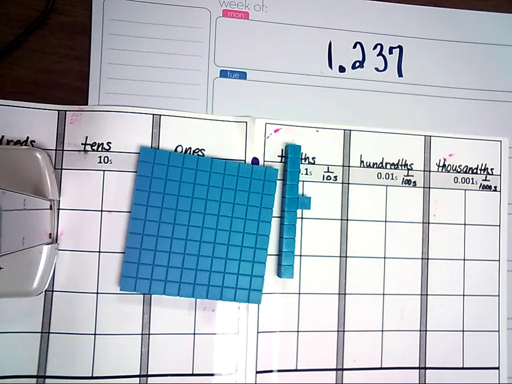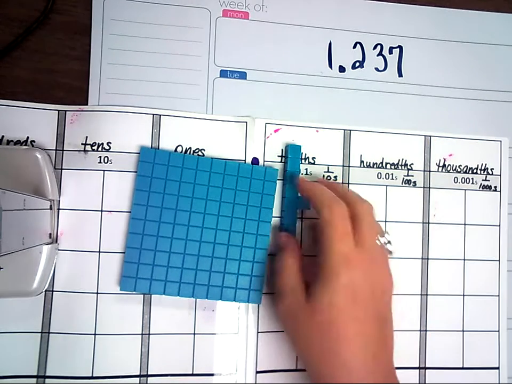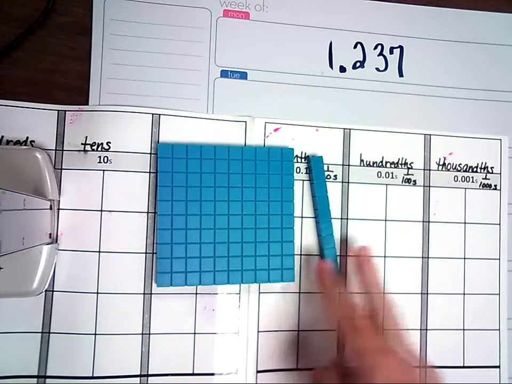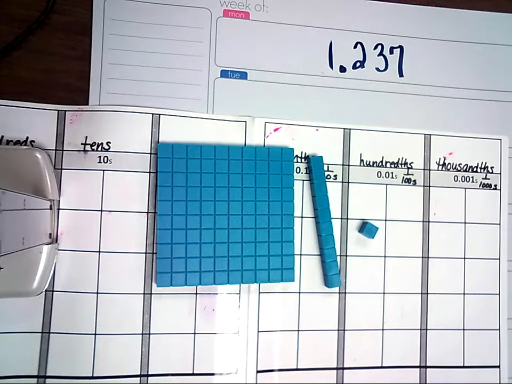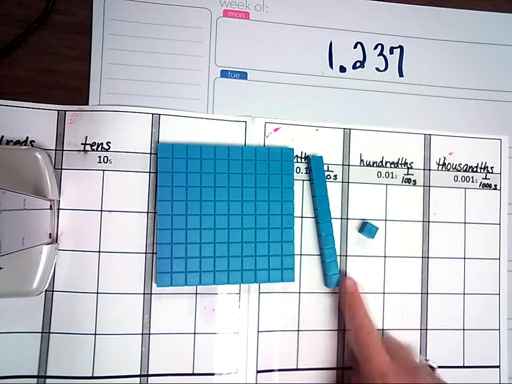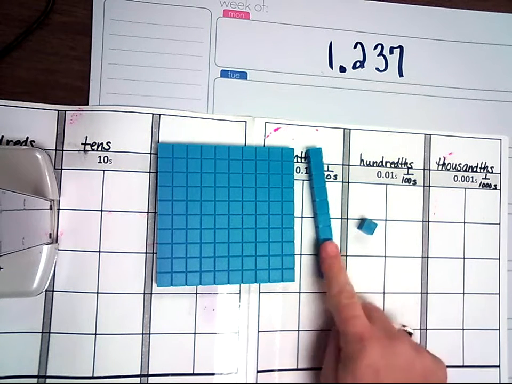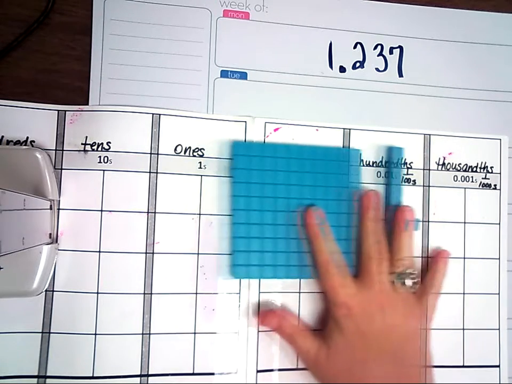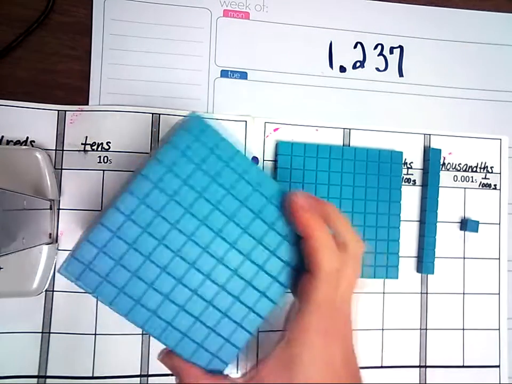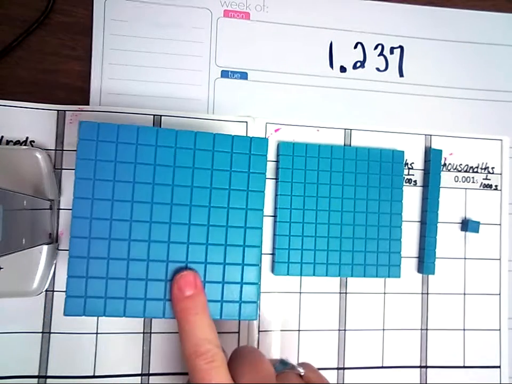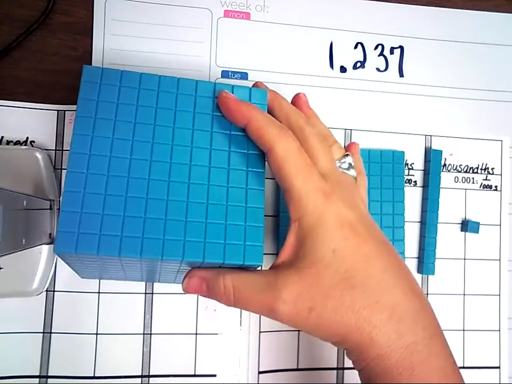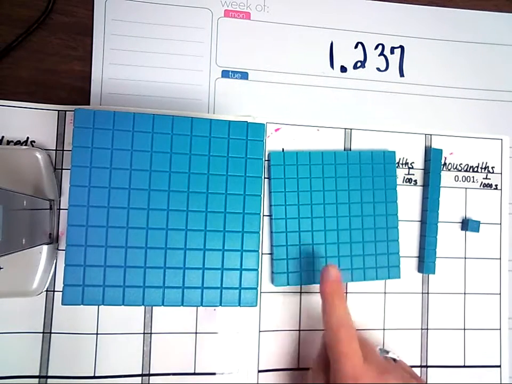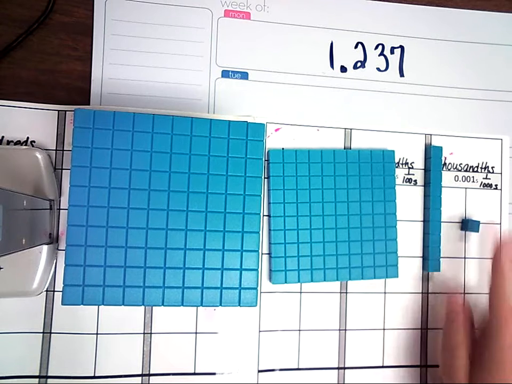But when we switch over to decimals, a lot of times we'll let this be the one whole. So if that's one whole, this is tenths, this is hundredths. And you can use it like that if you're not worried about going to the thousandths place. But if you do want it to go to the thousandths place, then you want the big cube to be your whole. So that's one whole. Then this would be tenths, because it takes 10 of those. This would be hundredths. This would be thousandths.